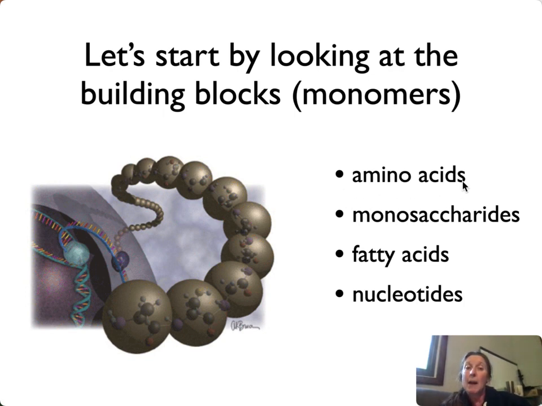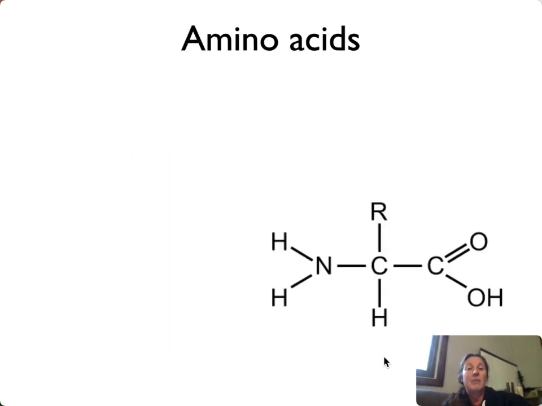So we're going to talk about amino acids, which make up proteins, monosaccharides or sugars, which make up polysaccharides, fatty acids, which make up a variety of lipids, and nucleotides, which make up DNA and RNA. Now I'm going to start with amino acids.